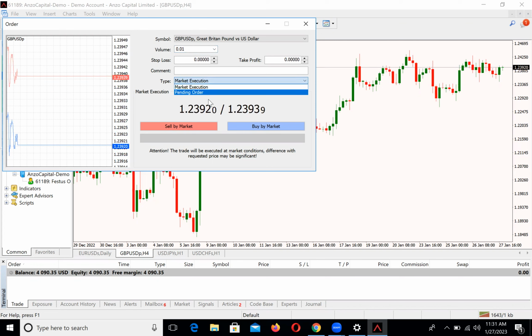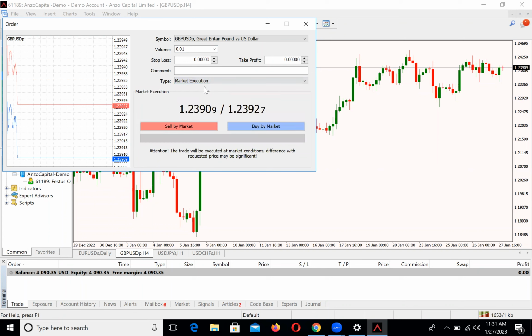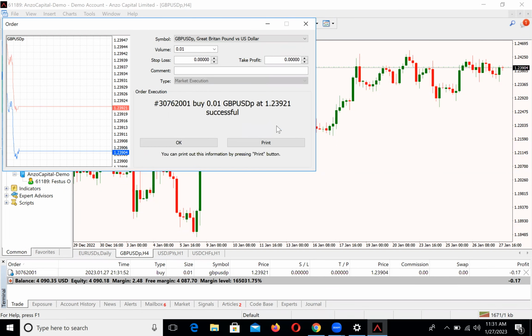Pending orders are orders you can place to say, I don't want to enter the trade right now, but I want to enter it when the price gets to a certain point. Okay, so now let's buy GBP USD. I give you the stop loss and the take profit. All right, so we have bought.